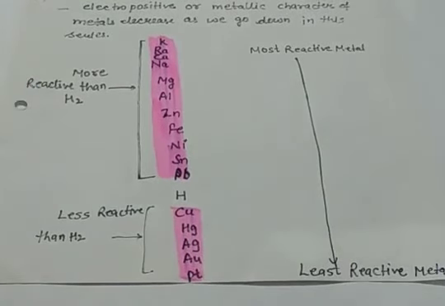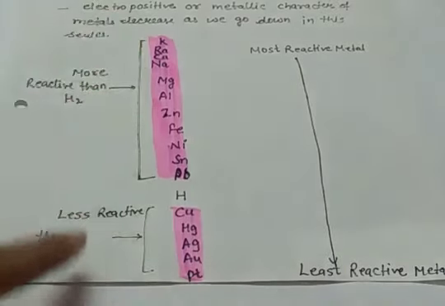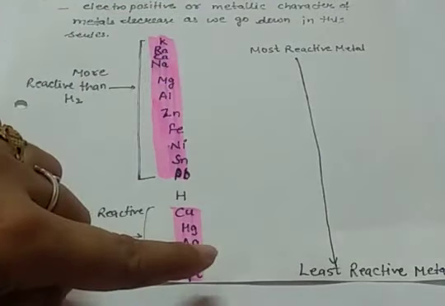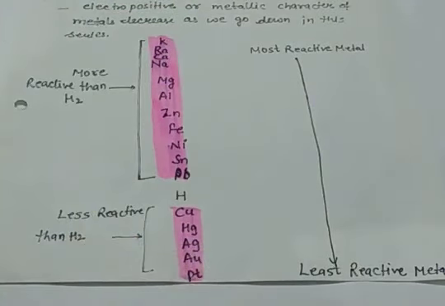We are having the reactivity series as potassium, barium, calcium, sodium, magnesium, aluminium, zinc, iron, nickel, tin, lead, then copper, Hg, that is mercury, silver, gold, platinum. So the most reactive metals are placed at the top and the less reactive metals are placed at the bottom. So metallic character of the metals is decreasing as we go down in the series.